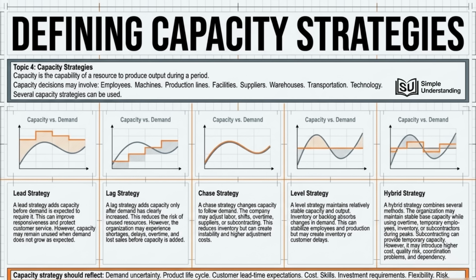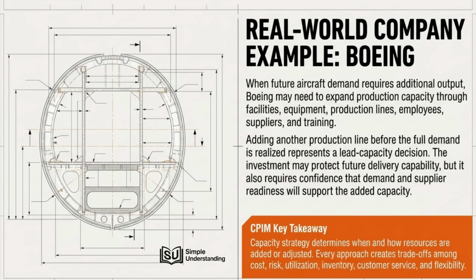Capacity strategy should reflect demand uncertainty, product lifecycle, customer lead time expectations, cost, skills, investment requirements, flexibility, risk. Real-world company example: Boeing. When future aircraft demand requires additional output, Boeing may need to expand production capacity through facilities, equipment, production lines, employees, suppliers, and training. Adding another production line before the full demand is realized represents a lead capacity decision. The investment may protect future delivery capability, but it also requires confidence that demand and supplier readiness will support the added capacity.